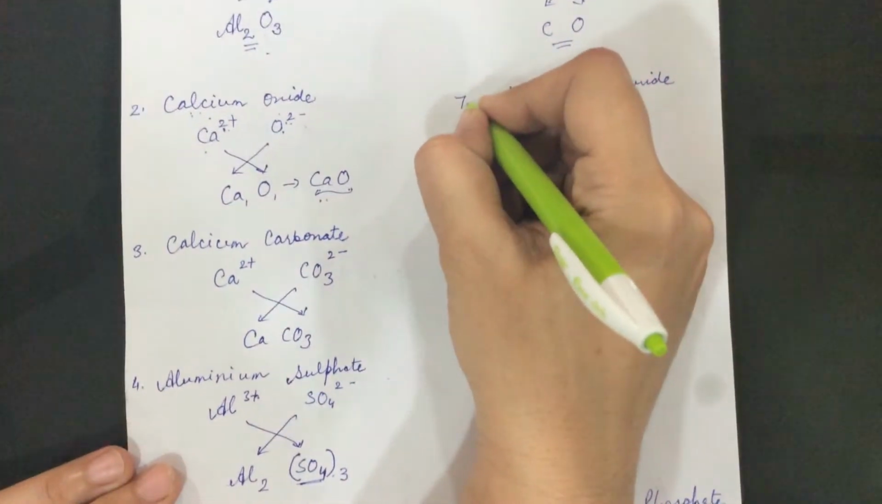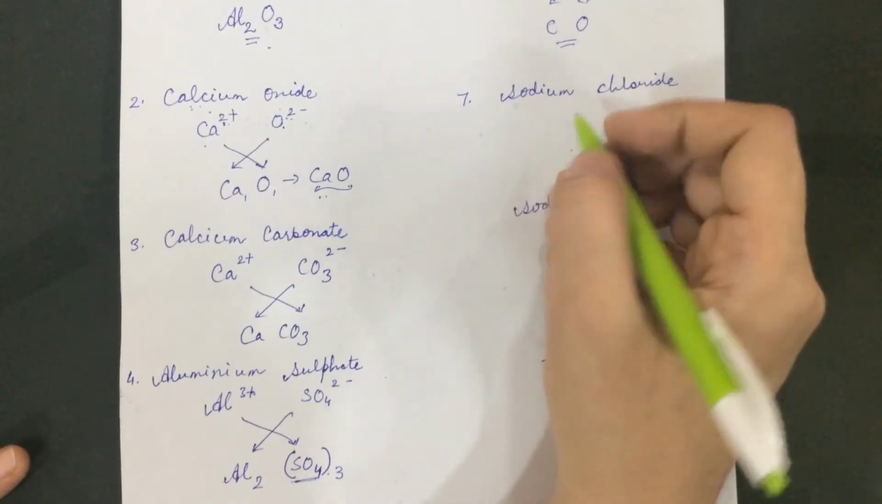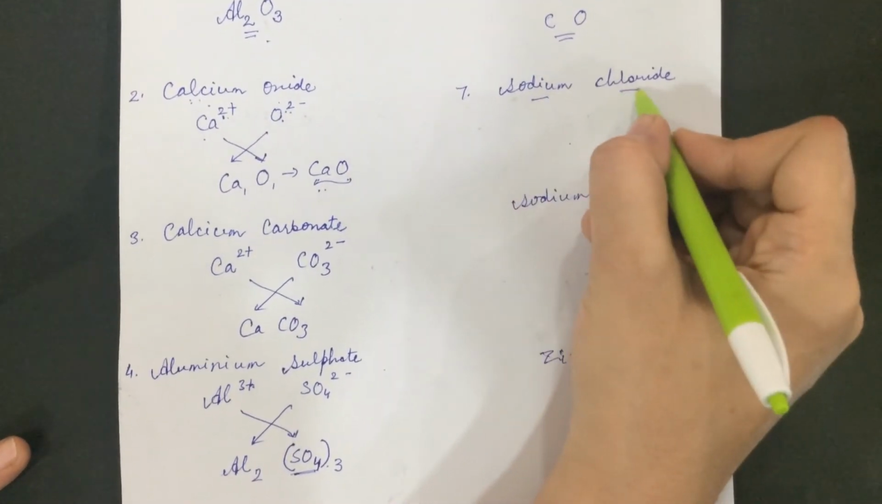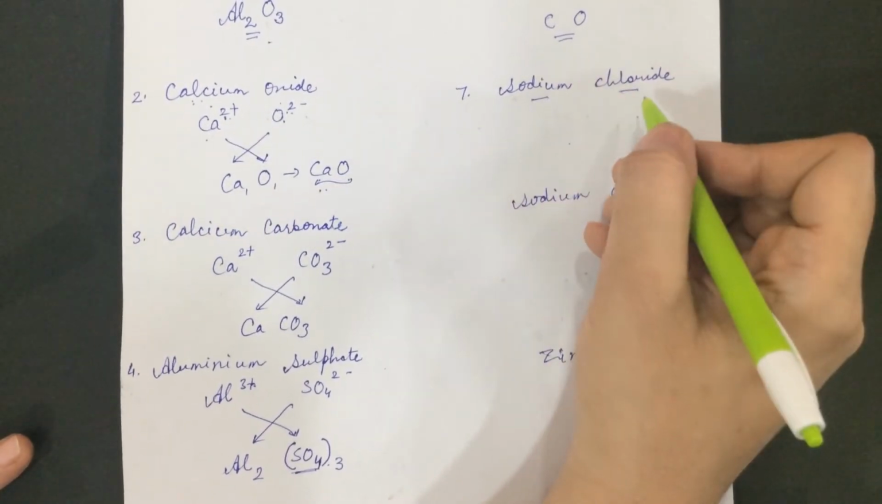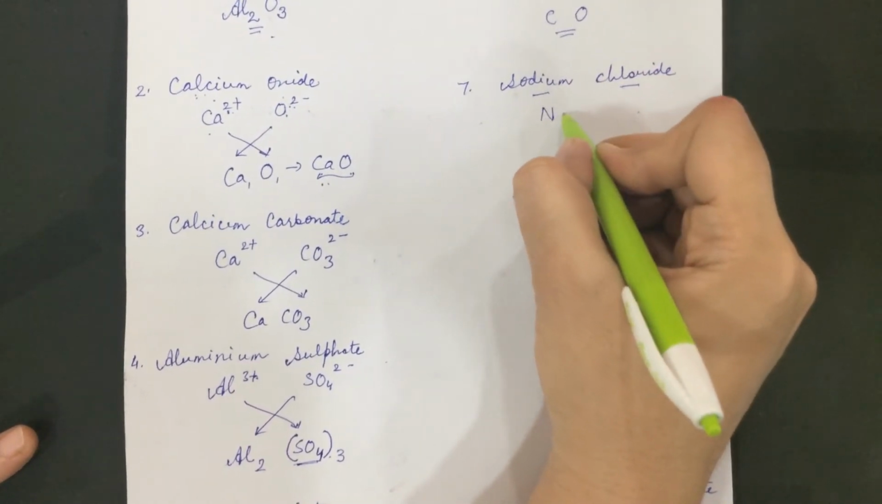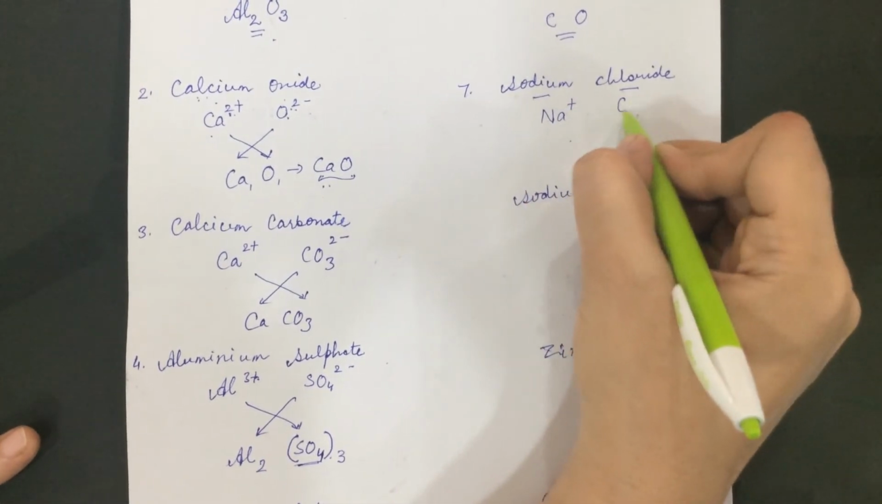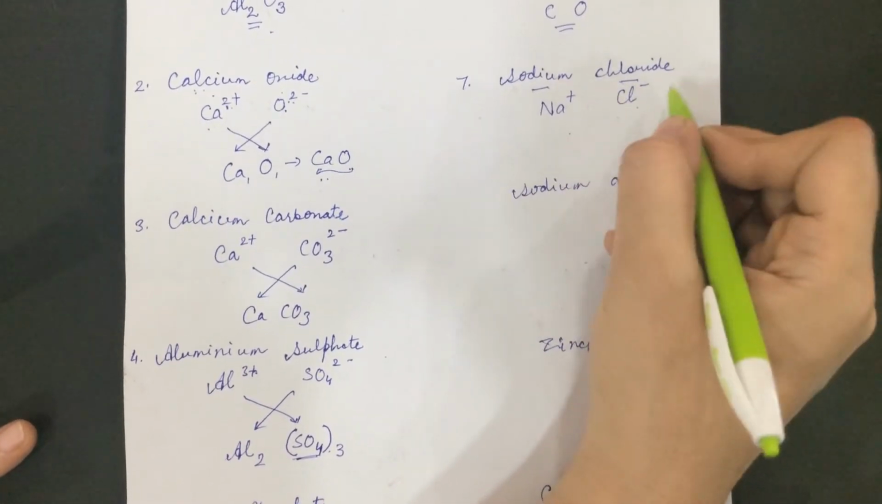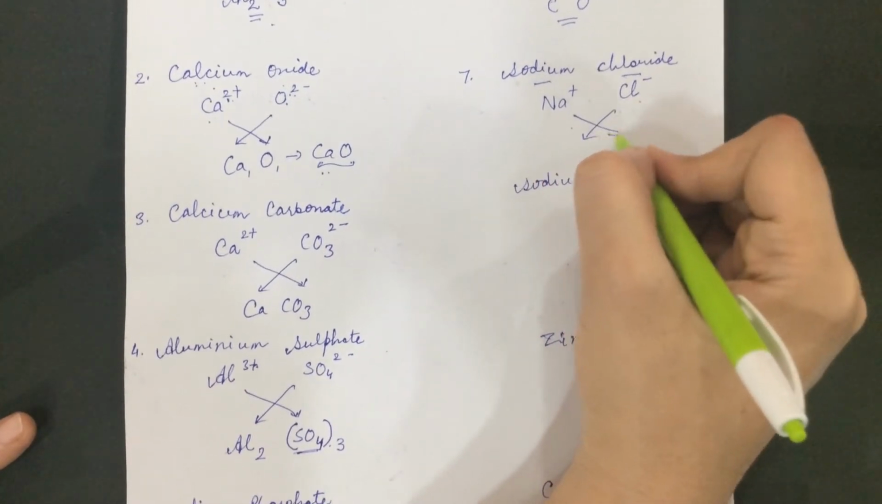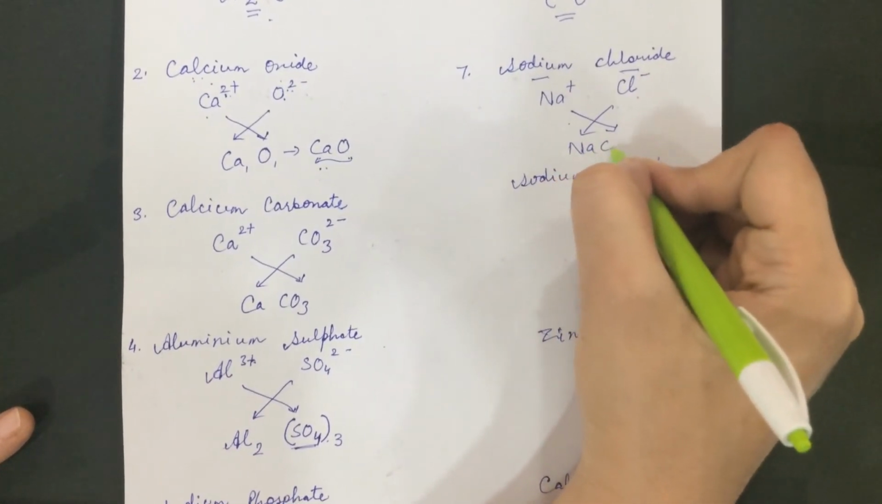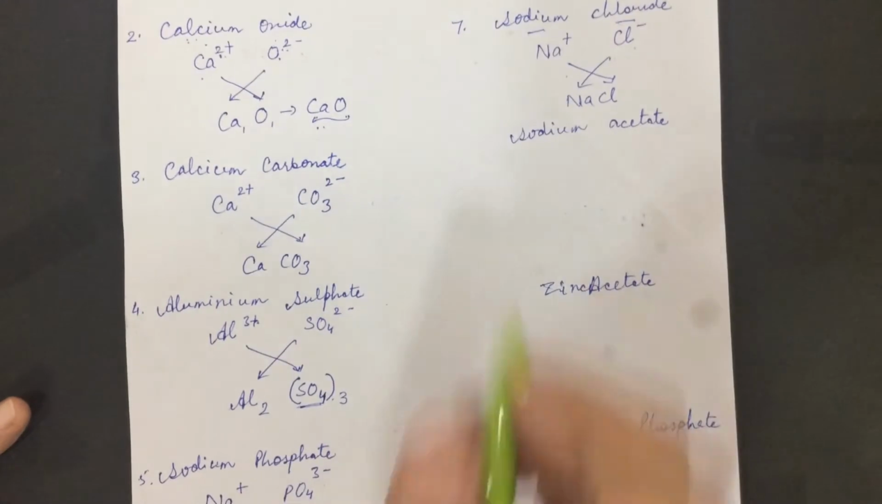Now moving on to the next compound, it's sodium chloride. Sodium chloride is the common salt that we eat in our everyday life. So the salt we use at home, that's sodium chloride. So sodium has plus charge and chloride ion has minus charge. They both have valencies of 1 only. That means 1 is the common factor in both. So no need to mention 1. The simplest formula is NaCl.